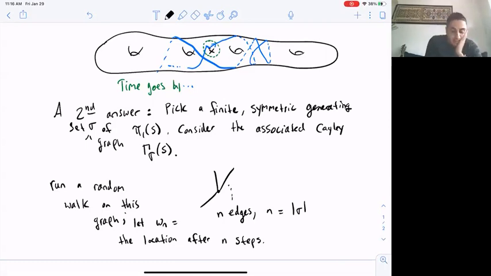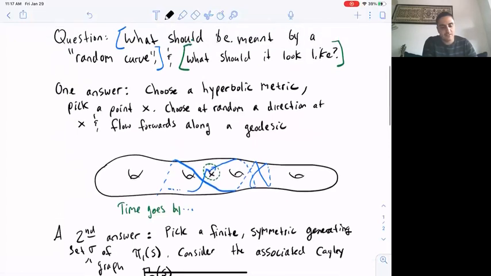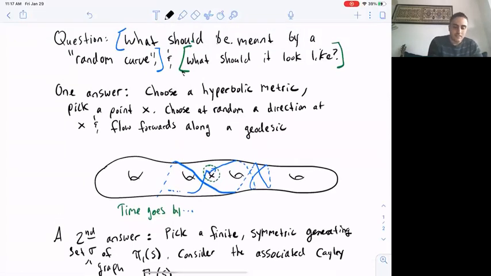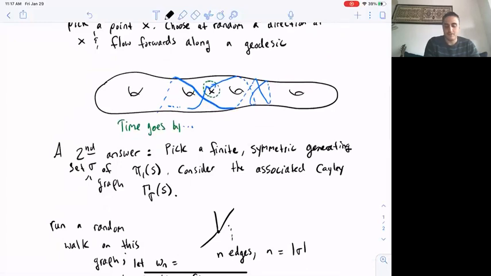Okay, and again, this point will be driven home throughout the talk, but the answer to this part of the question will again heavily depend on the choice of symmetric generating set that you pick in order to start this conversation.